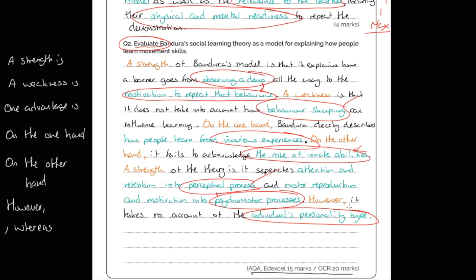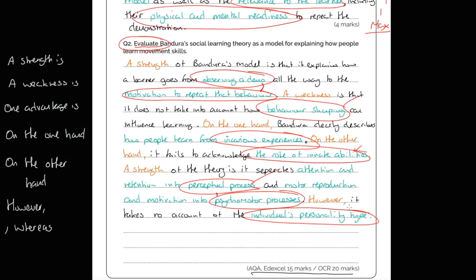Could an example of an evaluative statement be that Bandura stated that demonstrations are effective, so the strength is that demonstrations can cause learning. However, a weakness is that the demonstrations need to be bright and clear for the demonstration to be effective. There's a classic example of an evaluative statement, and we keep going and we keep going and we keep going.